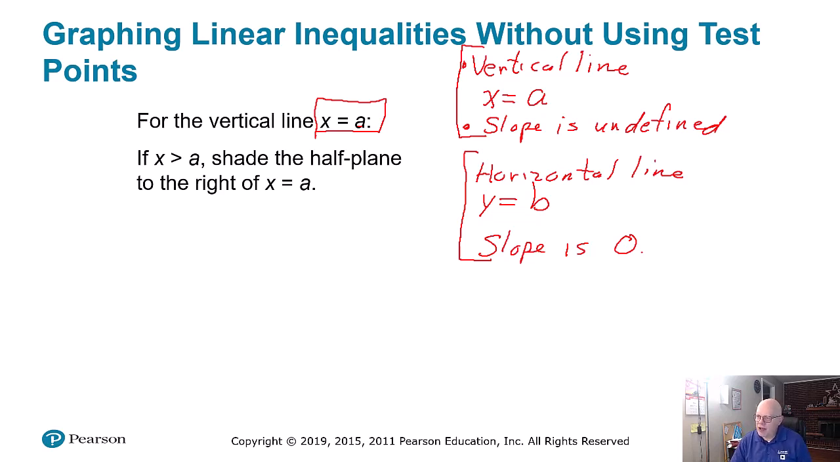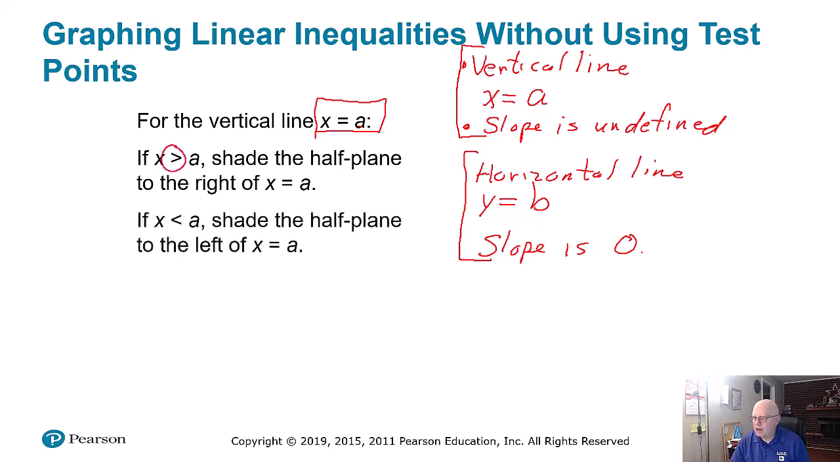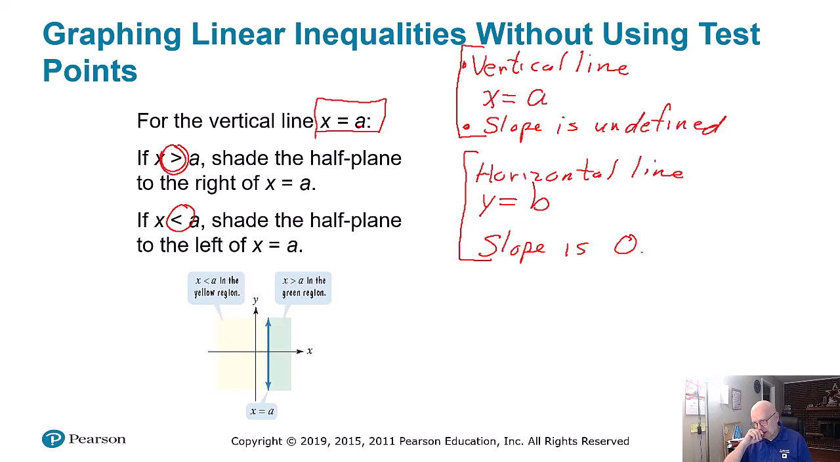So for this one, where you had the line at x equals a, if it's greater than a, shade a half plane to the right of x equals a, because of the greater. If it's less than a, shade it to the left of x equals a instead. Remember, you're going to have a dashed line because there is no equals there. And there's a picture of the two regions. This is the side for x greater than a. This is the region for x less than a. That makes sense, right and left, correct?